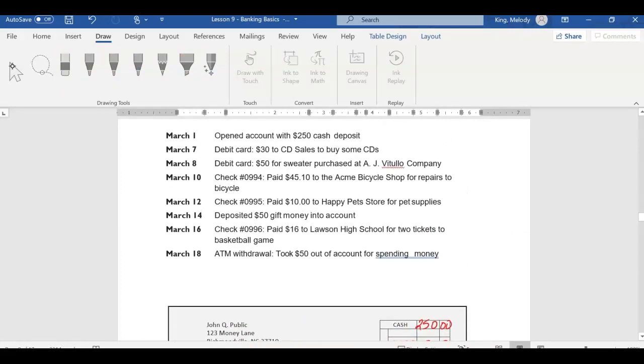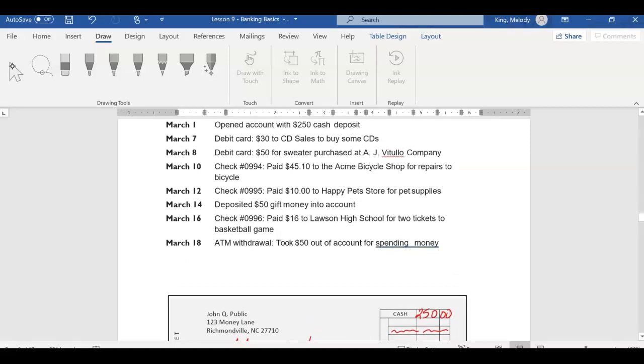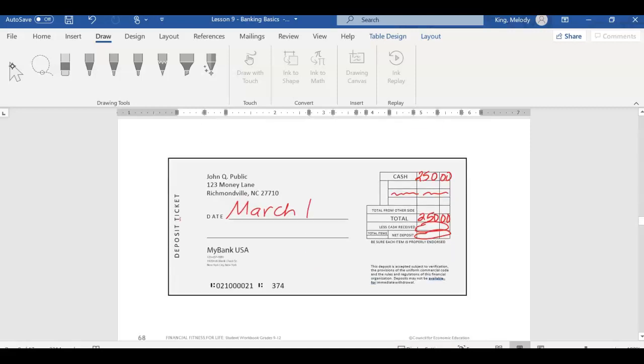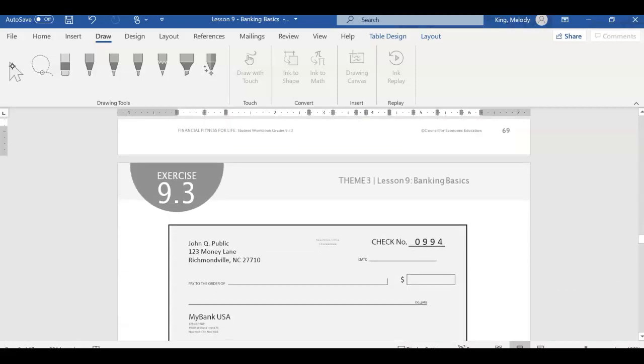So I'm going to skip ahead really quick and just do a check here for March 10th. For check 0994, we paid $45.10 to the bicycle shop. So let's find check 0994. It's going to be below the check register. Here it is.